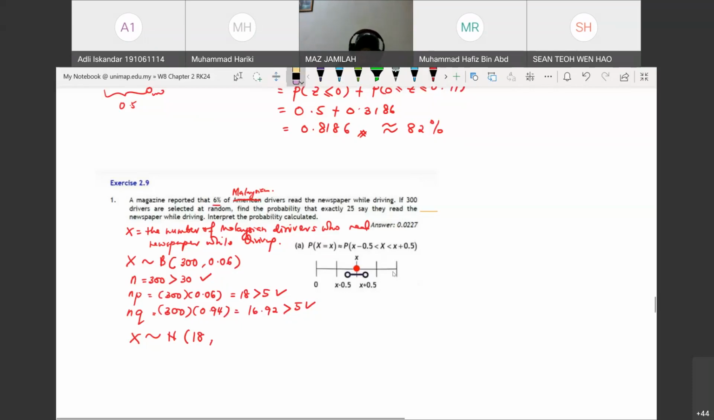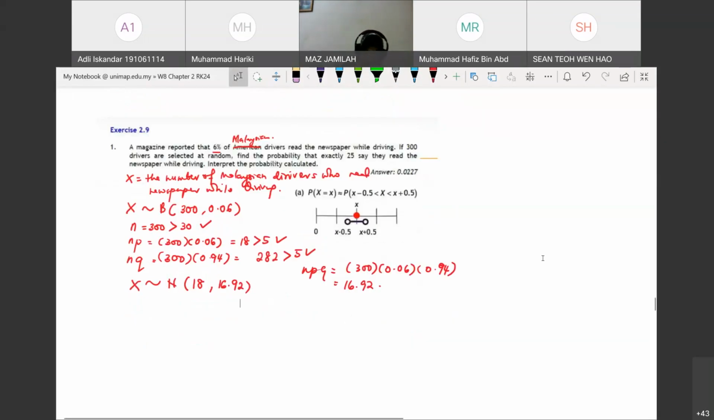282. Okay, so NPQ would be 300 multiplied by 0.06 multiplied by 0.94. So this is 16.92. Okay, so you will have 16.92 here. That will be the new distribution if the transformation to normal is applied. Now, continue with the solution.